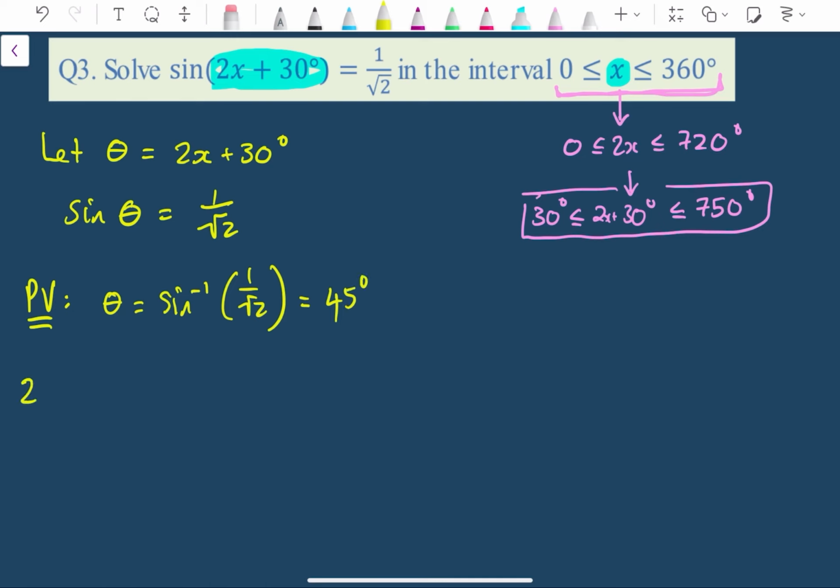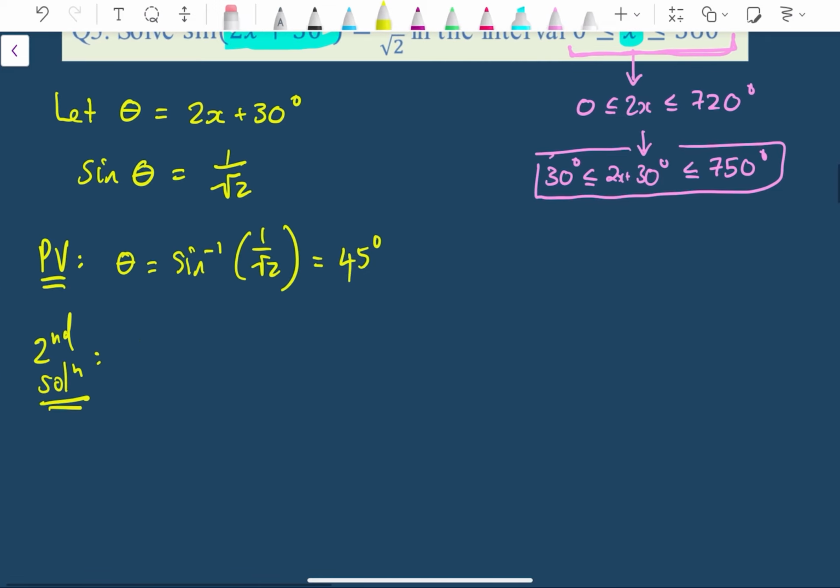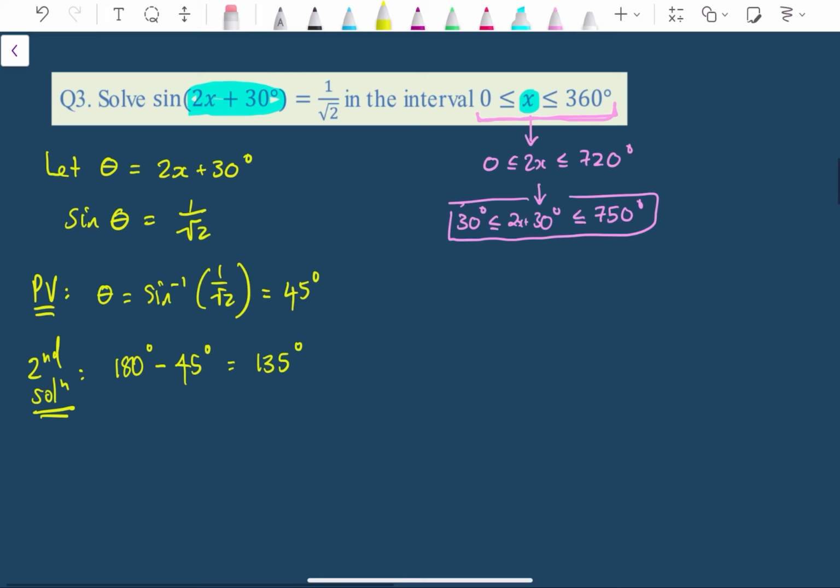My second solution is what I find next. For sine, my second solution will be 180 minus 45 degrees, which gives me 135. My next step is to write out all my solutions and compare them with the period to make sure I found everything.